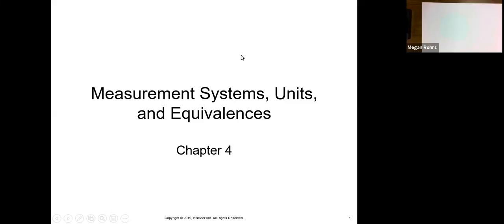Chapter 4 starts on page 73. That is where you will find a lot of definitions for your terms this week as well. So we're going to get into the different measurement systems that we see being used in the pharmacy and then how to convert between all of those systems.